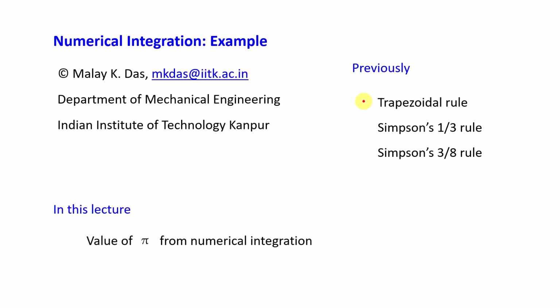So far in integration, we have discussed several different types of numerical integration techniques. We have discussed the trapezoidal rule, Simpson's 1/3 rule and Simpson's 3/8 rule. In this lecture, we'll see an interesting example of actually using these rules and get some integration done which we cannot do analytically. In particular, we'll get the value of pi using numerical integration here. So let us see how we proceed.